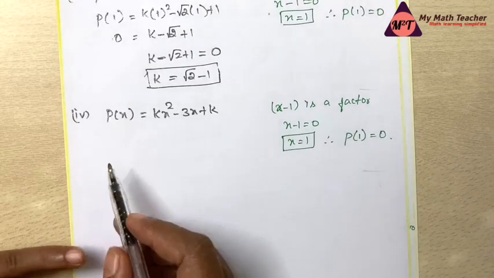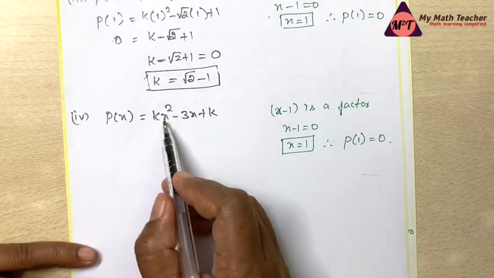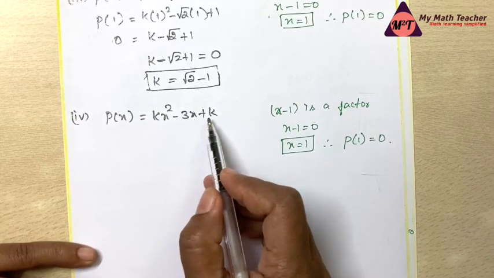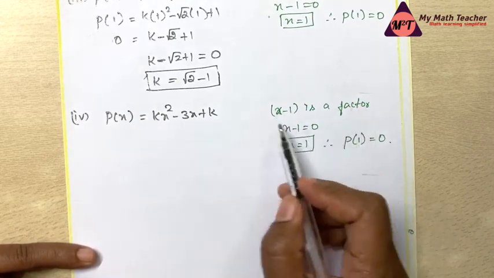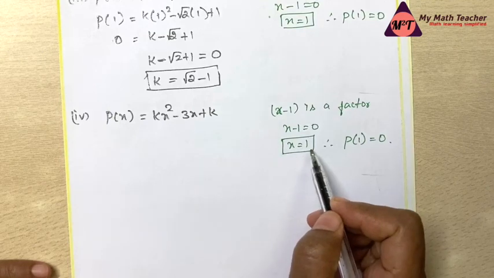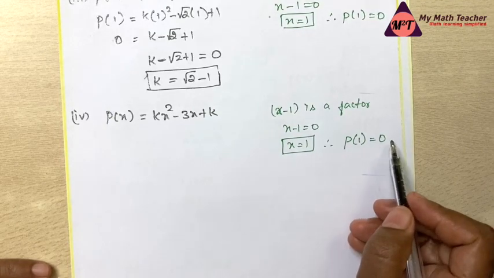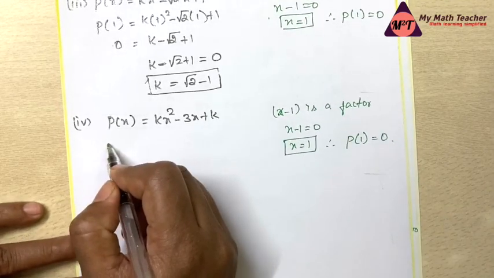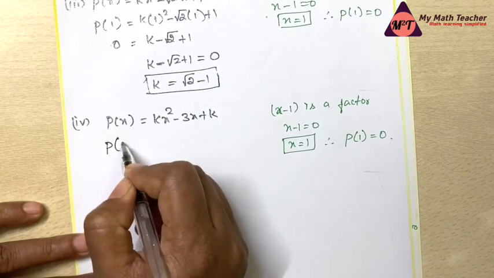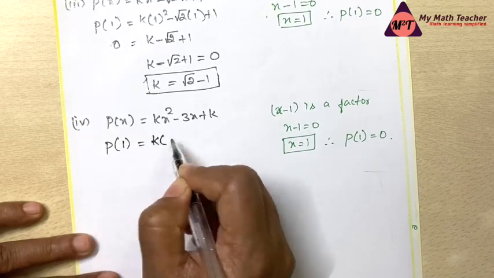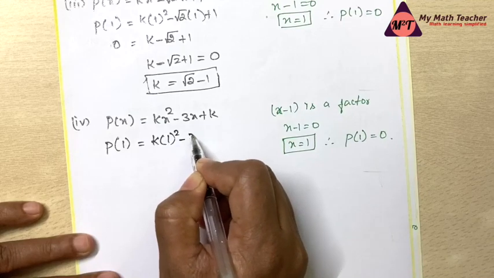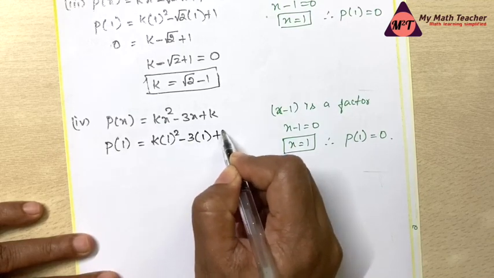Fourth subdivision is p of x is equal to kx square minus 3x plus k. As usual, x minus 1 is a factor. We know x value is 1. Therefore, p of 1 is equal to 0. Now, let us apply x value here. P of 1 is equal to k into 1 square minus 3 into 1 plus k.